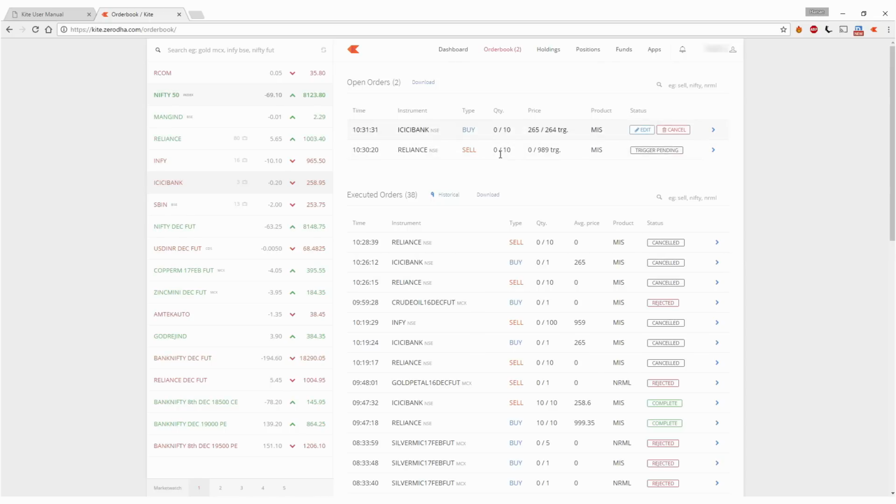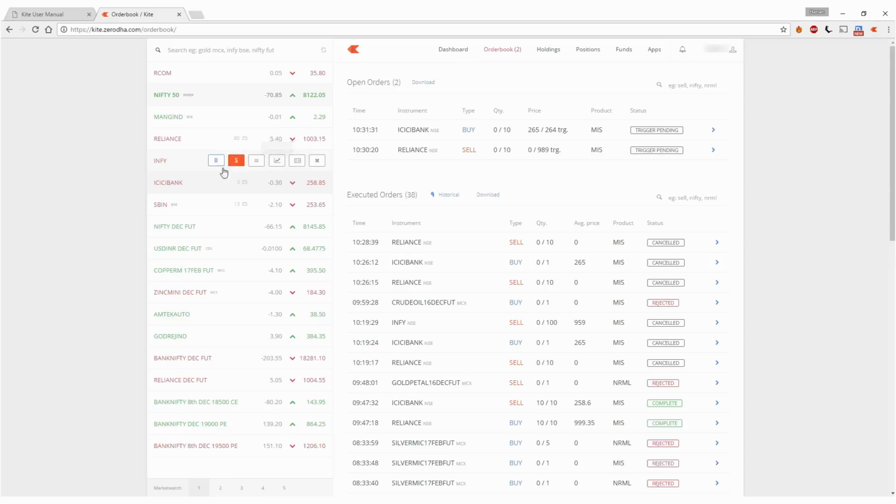Do note that for stop loss orders, you do not need any additional margin. Whatever margin is available with you, if you have a position, you can place a stop loss for it without seeking any additional margin. So you can modify these orders or you can cancel them. Do as you please.